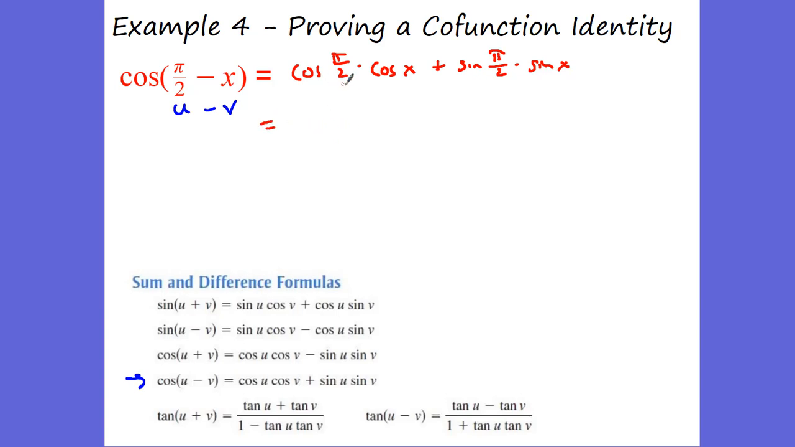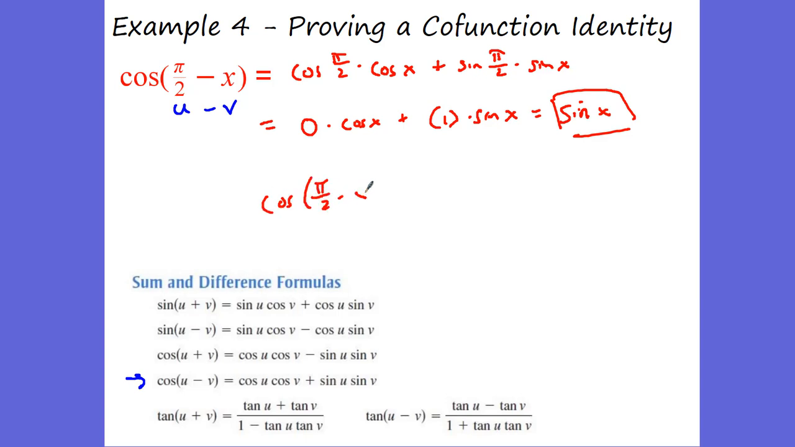Now, let's just think. What is cosine of pi over 2? Well, cosine of pi over 2 is 0, isn't it? Times cosine of x. Cosine of pi over 2, if you look on your unit circle, it's equal to 0. What is sine of pi over 2? Well, that's equal to 1 times sine of x, which means we're left with sine of x. And we proved that cosine of pi over 2 minus x is the same thing as sine of x. So we proved this identity on your equation sheet.